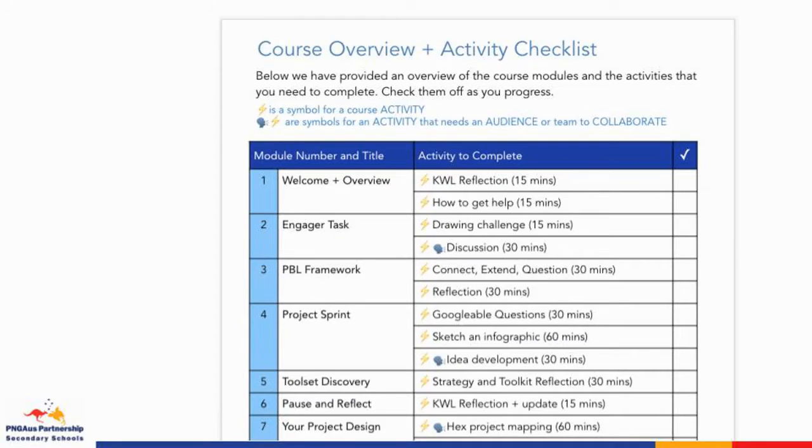Each lesson activity has a page in your journal to work in, and it includes all the written introductions you need. I have created a handy checklist at the beginning of the learning journal so you can keep track of the course activities. It provides an overview of the course modules and the activities that you need to complete. Check them off as you progress through the course.